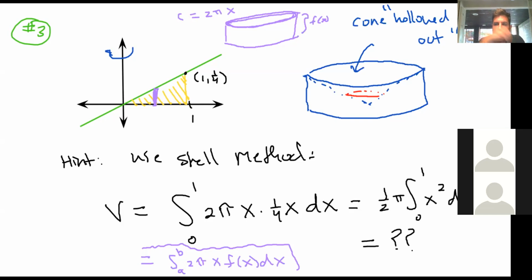Thomas, I think it was you that asked this question. If I were to take that purple gum band looking creature I have, that's a cylindrical shell. If I were to take scissors and cut it and lay it down, its volume would be 2 pi x times f of x times dx. So that's where the intuition for that comes from.